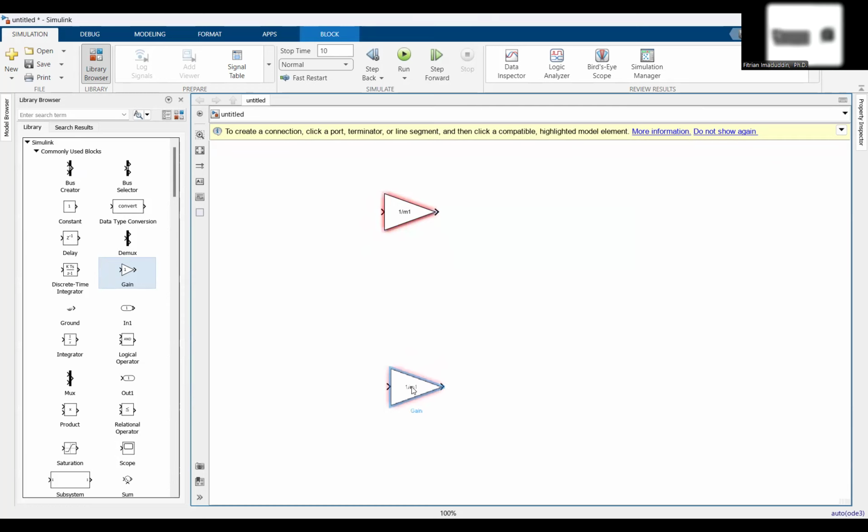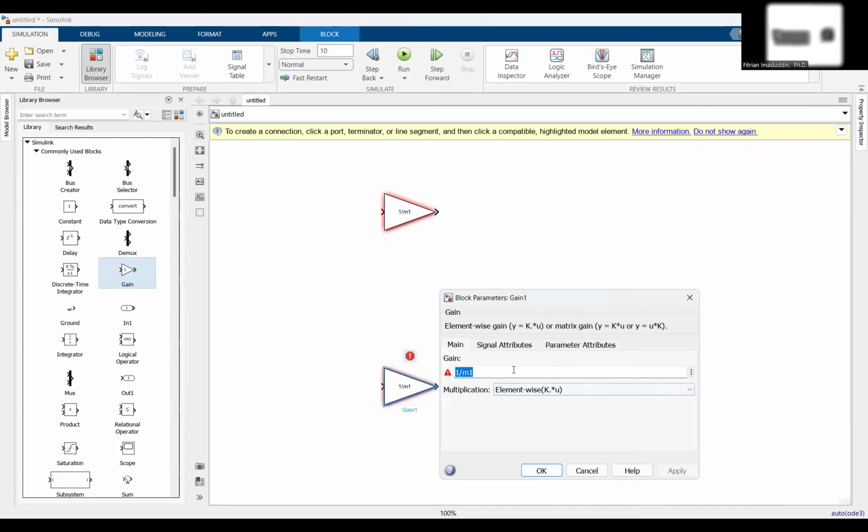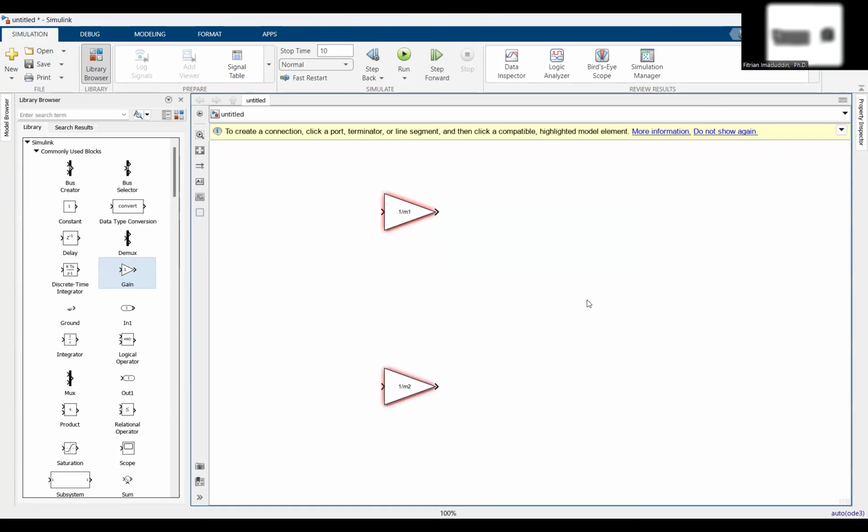And the second one, I'm going to copy and write the 1 over m2. So now I'm writing this: 1 over m1, second one, 1 over m2. What is this going to multiply? This will be multiplied by k2 x2 minus (k1 plus k2) multiplied by x1.